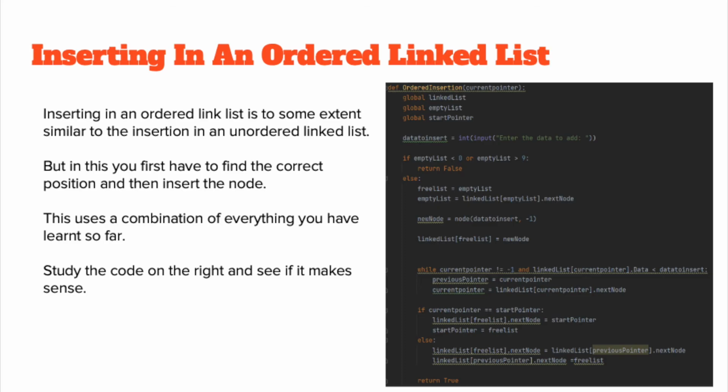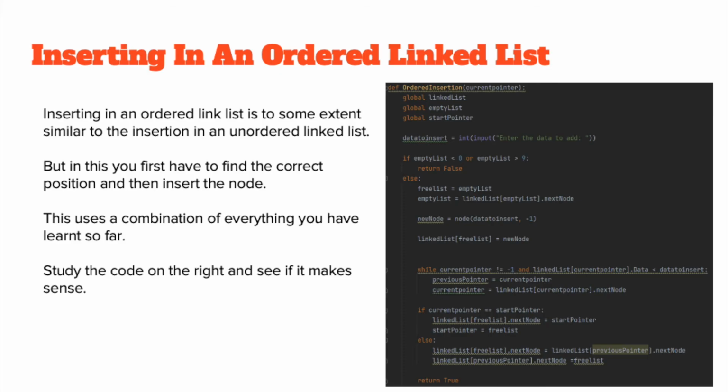So how do we go about inserting an item in an ordered linked list? It's more or less the same as an unordered linked list, but in this, you first have to find the correct position and then insert the node at the right place. Now this uses a combination of everything you've learned so far. So study the code on the right and see if it actually makes sense to you.